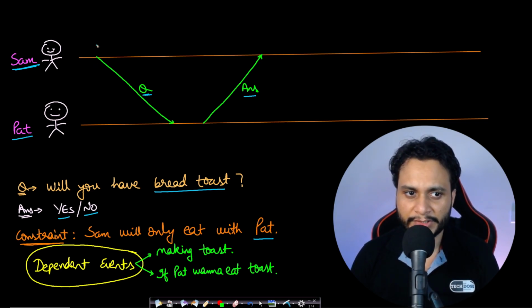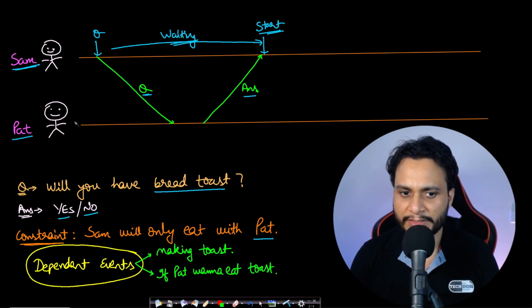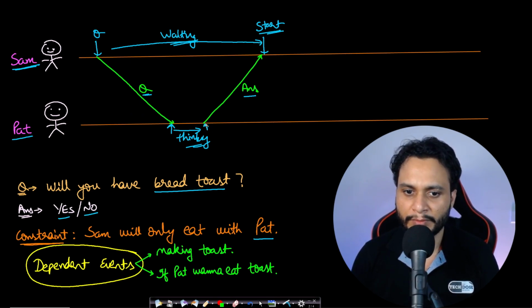If that is the given condition, then Sam will ask his question at this point and he will be waiting until he receives an answer from Pat, and based on the answer, he can start cooking. He may or may not start cooking, but this is the waiting time which Sam has to wait until he receives the answer from Pat, and this is the time Pat is thinking. The first point here is when Pat receives the question, and this is the point when Pat makes up his mind and sends the answer to Sam. In between is the thinking time taken by Pat.